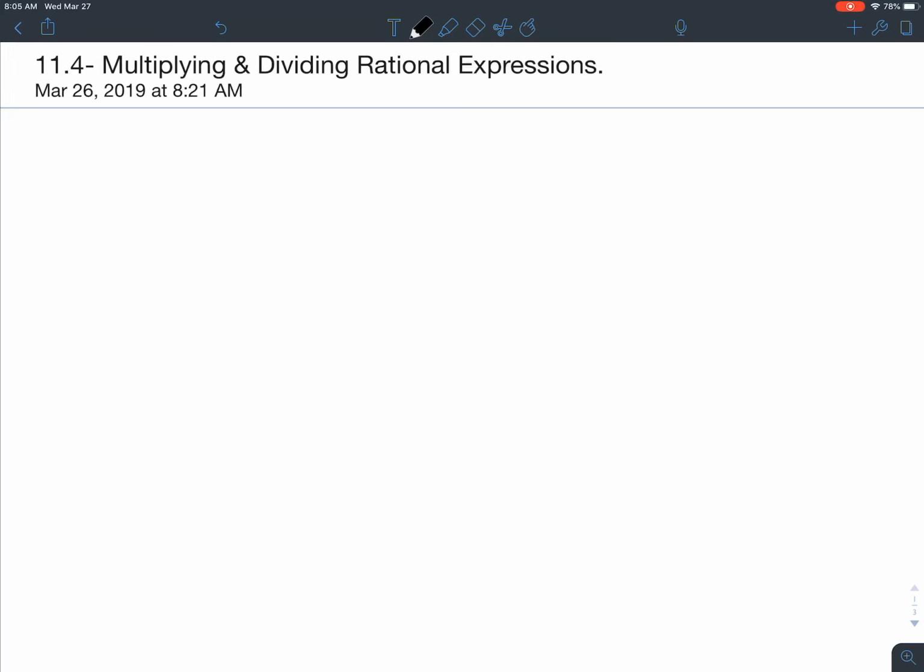So 11.4 is on multiplying and dividing rational expressions, and we learned how to simplify them yesterday in 11.3. So today we're going to learn how to do something with those now that we can simplify them. So our first example will be we have 5 over 2x cubed times 4x cubed divided by x plus 1.